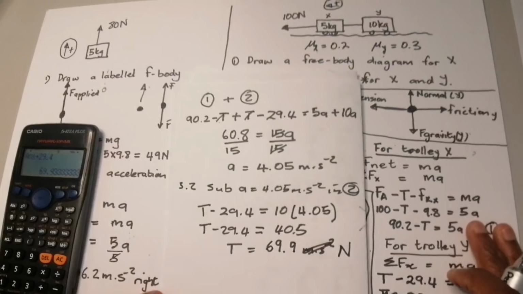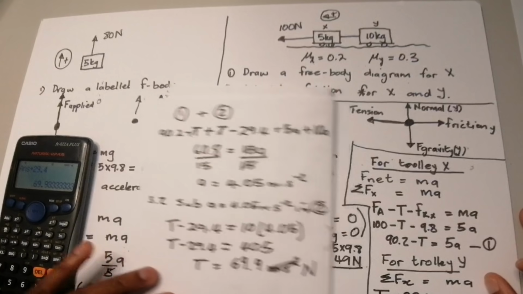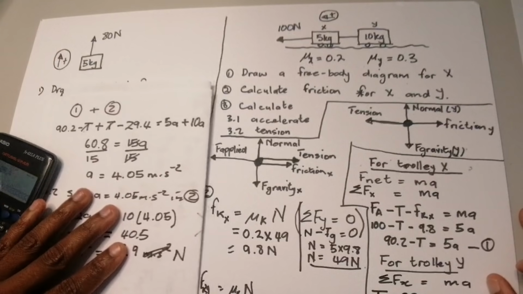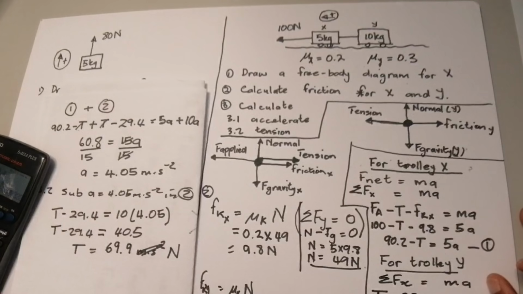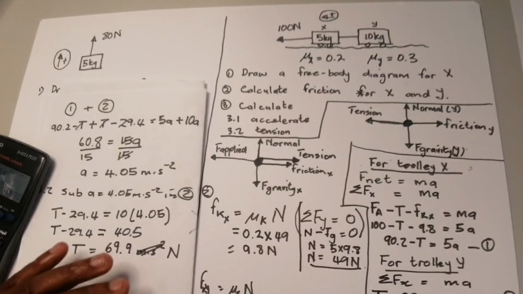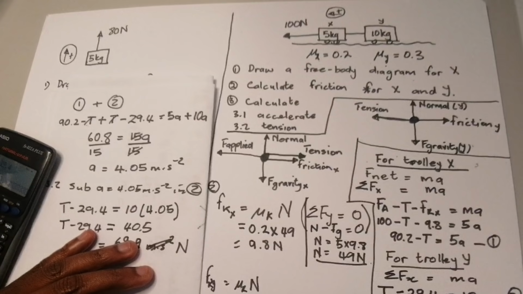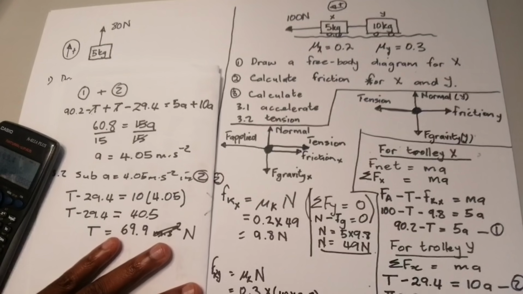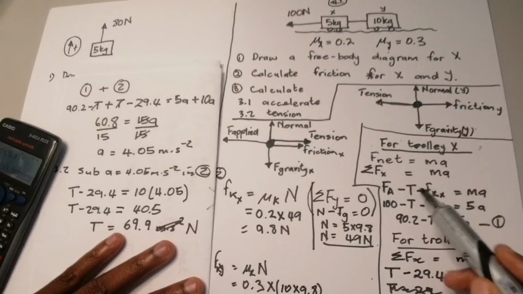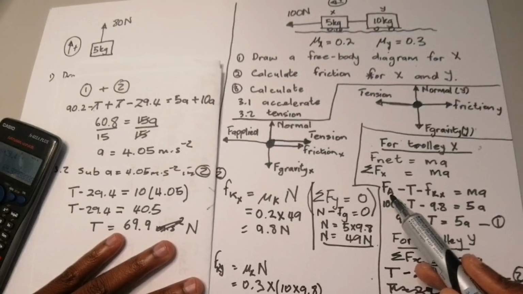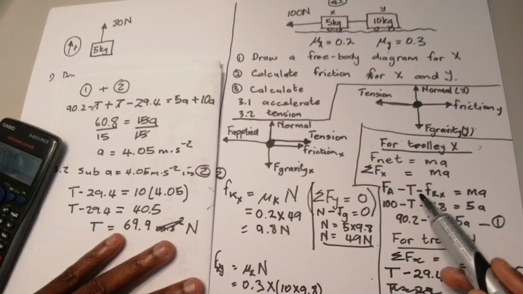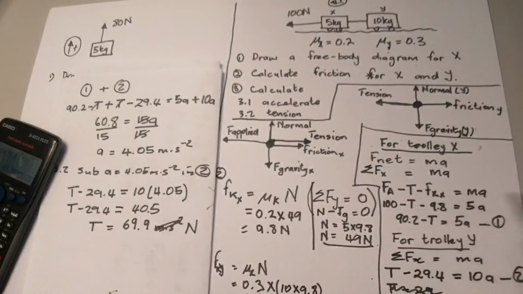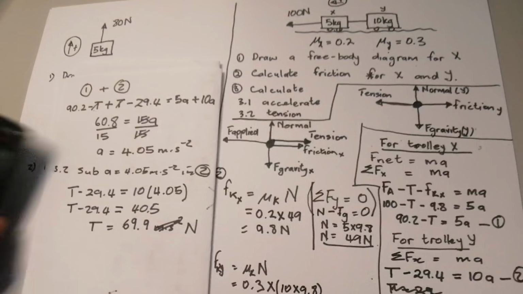I hope you understood that question. Sorry that we ran out of space. So this is how we tackled it. We found the friction for trolley X, we found the friction for trolley Y, and then we simply calculated using Newton's second law. So that's force applied minus tension minus friction, and that's why it's always important for you to draw that free body diagram.